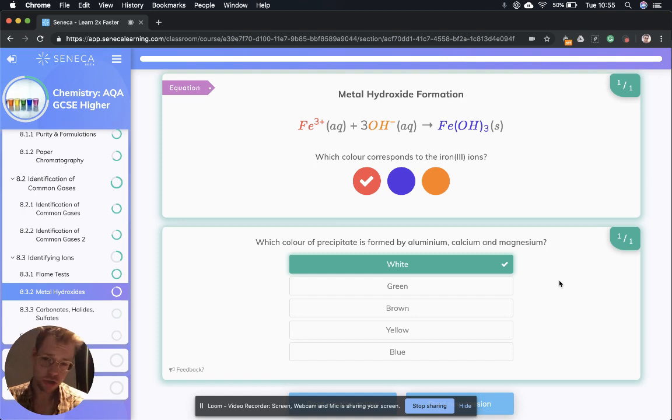Now, let's take it back to the beginning. I love a circular structure. What color of precipitates is formed by aluminum or aluminium, calcium, and magnesium? That is a white precipitate. And do you remember which one dissolves in excess NaOH? That's going to be aluminium, okay?